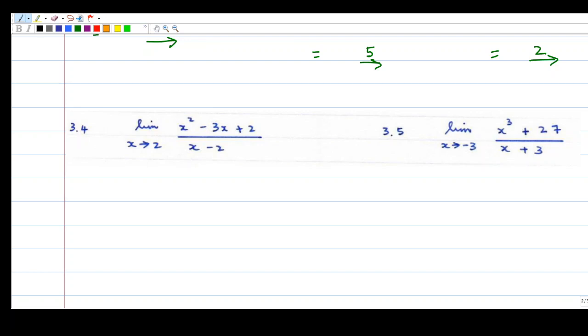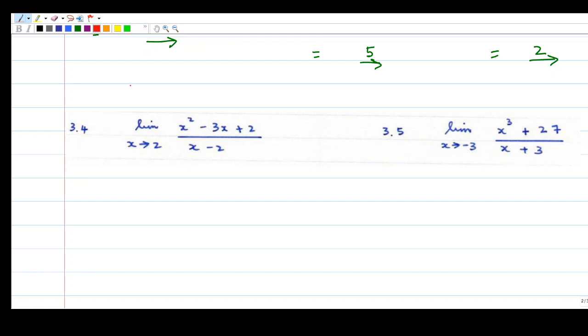You see, if you take the limit as x approaches -3, the denominator is going to approach 0, right? You've got the quotient of two functions, and the denominator is going to approach 0 as x approaches -3, so we have a problem over here. If you look at the numerator, it's the sum of two cubes.